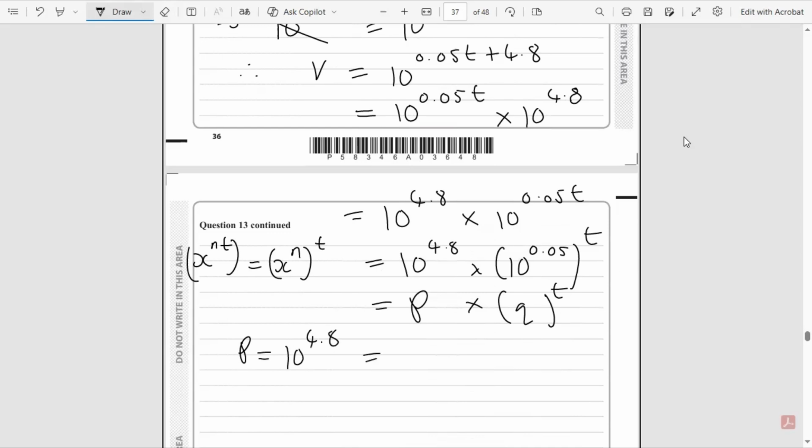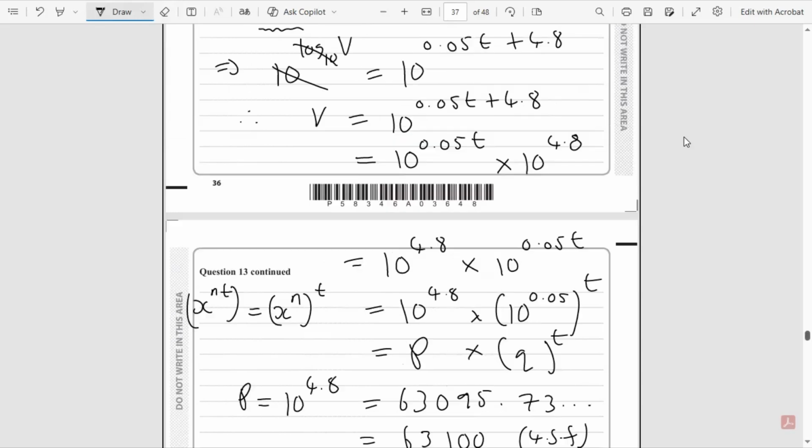10 to the power of 4.8 is equal to 63,095.73, and so on and so on. We want 4 sig figs. So to 4 sig figs, the 9 needs to round up to 10. So this would just be 63,100 to 4 sig figs.